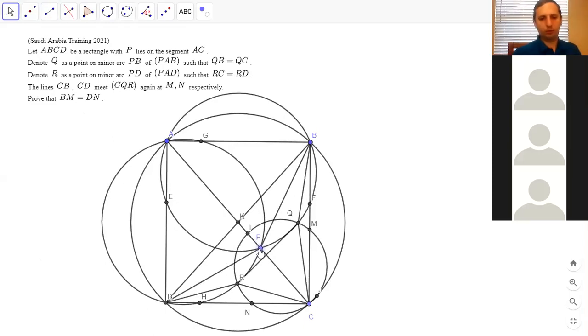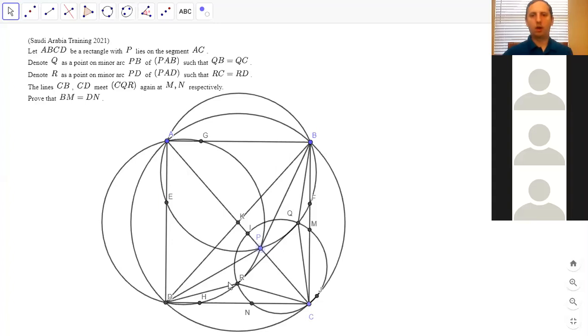So what we could do is define J to be the midpoint, and then we want to show that JCR, well, yeah, maybe it's a little tricky. All right, let's move on.